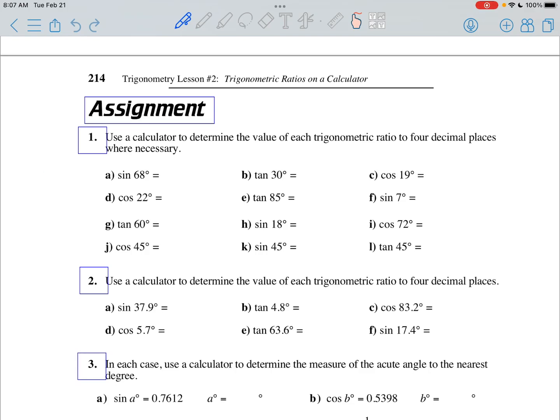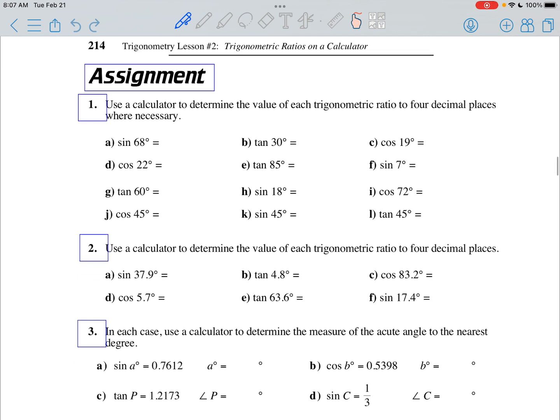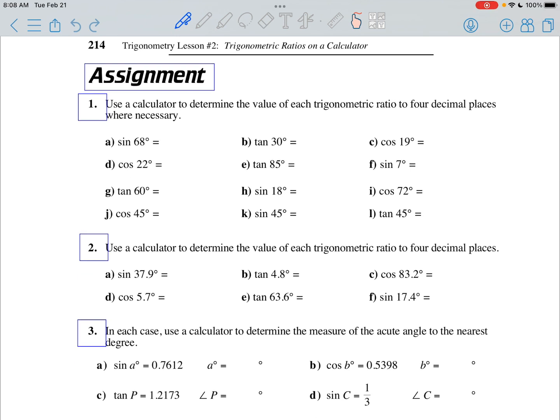For the first one, use a calculator to determine the value of each trigonometry ratio to 4 decimal places where necessary. For this part, you need to use your calculator. First, click sine or cosine or tangent. Then second, you can just put the number there and the degree. And that's it. I will show you the first one.